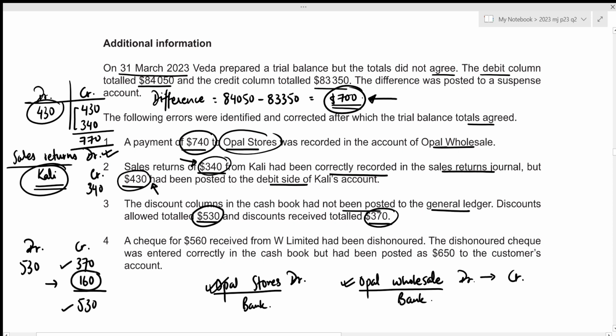So now this 160, we need to write it down under the heading of suspense account, because the difference is being created due to the fact that we did not post any of the discounts in our trial balance, which allowed for the difference of 700, which we now rectify by creating a suspense account.